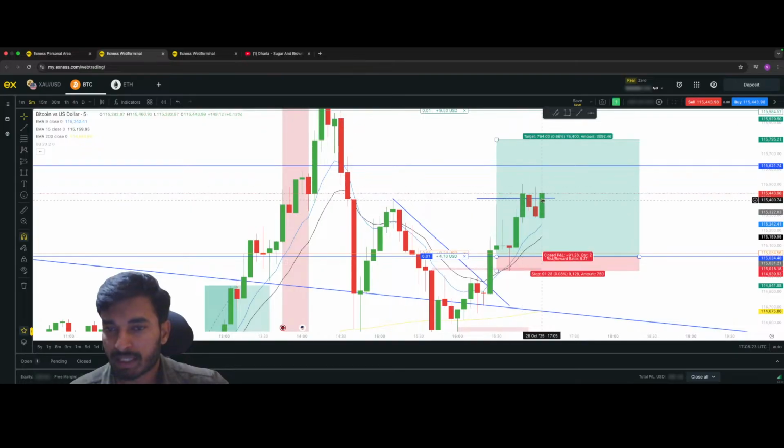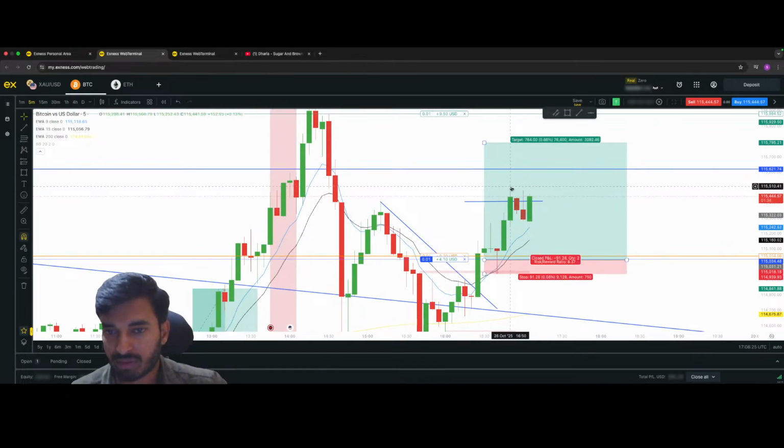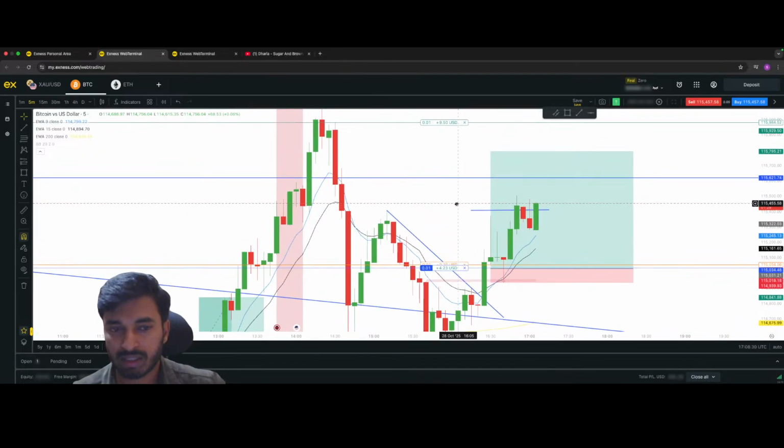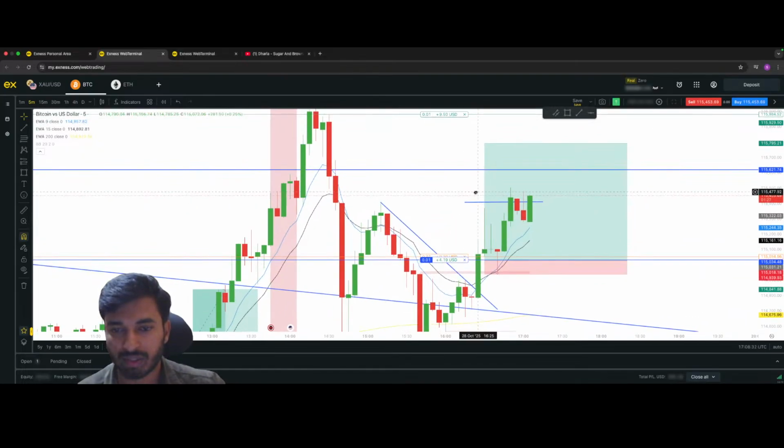This is a nice pattern. Again it will take liquidity over here. It has already taken a liquidity here, and it will take liquidity over here.